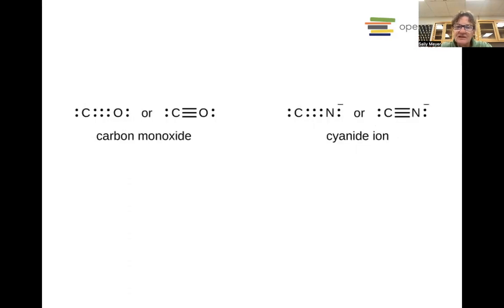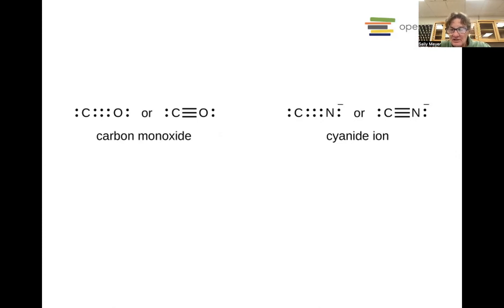Carbon monoxide, you can go above a double bond and have a triple bond. So in carbon monoxide, the toxic gas from incomplete combustion, you'll have 3 lines, which represents 3 pairs of electrons shared between the carbon and the oxygen.